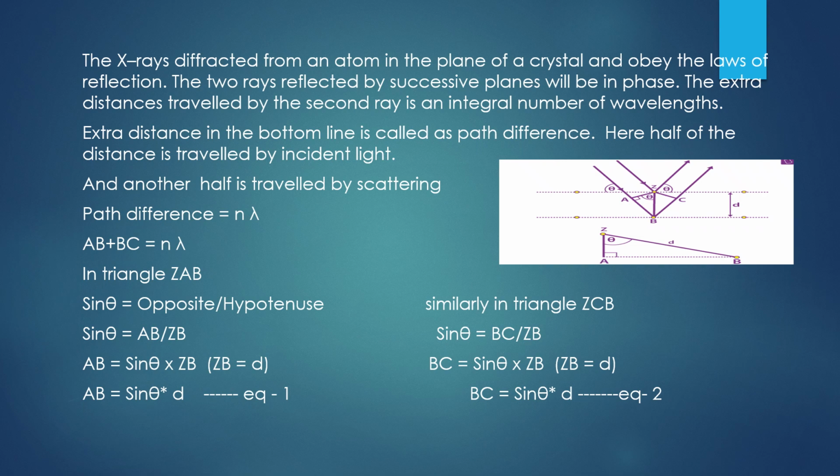Similarly, in triangle ZCB, the trigonometric ratio sin theta is again given by opposite side by hypotenuse. In triangle ZCB, the opposite side is BC and the hypotenuse is ZB. Therefore, sin theta equals BC divided by ZB, so BC equals sin theta into ZB, where ZB equals d. Therefore, BC equals d sin theta. Let us call AB equals d sin theta equation 1 and BC equals d sin theta equation 2.